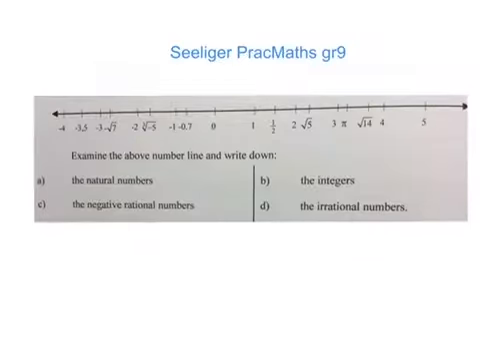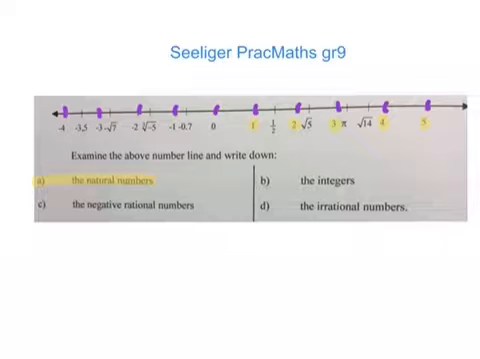The next question I took from a Zediger Prac Maths Grade 9 book. It says, examine the above number line and write down the natural numbers, the integers, the negative rational numbers, and the irrational numbers. Firstly, I marked the integers, minus 4, minus 3, minus 2, minus 1, 0, 1, 2, 3, 4. Please stop the video and check.